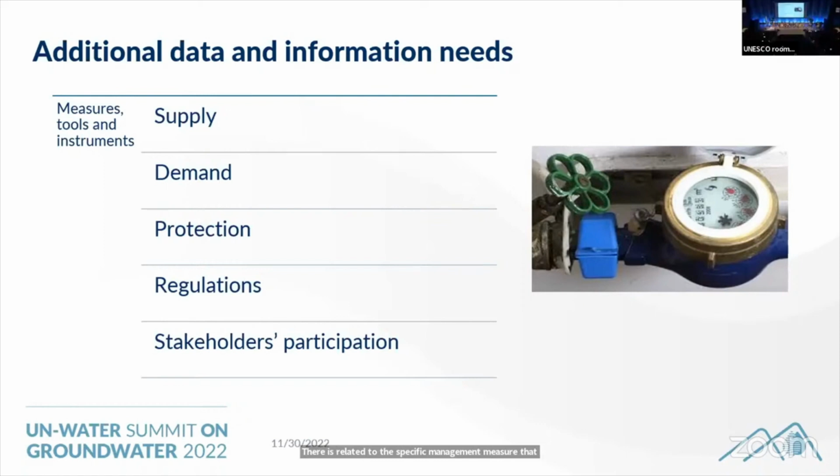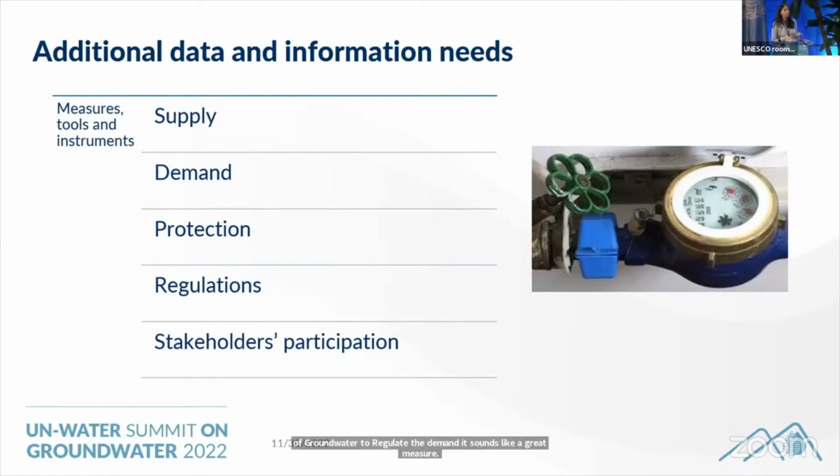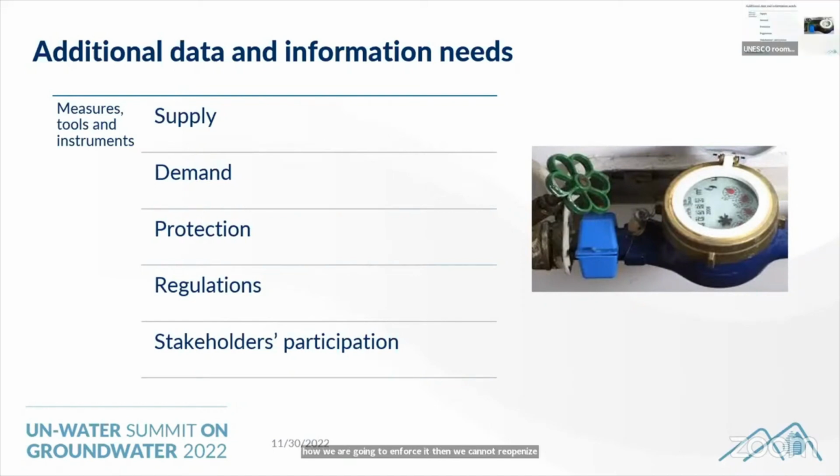So for example, if we want to apply groundwater metering, which is the measurement of the consumption of groundwater to regulate the demand, this sounds like a great measure. But if we don't know the context, for example, if this measure is going to be accepted by the public, or how we are going to deal with vandalism, or how we are going to enforce it, then we cannot really apply the measure. So we need to collect data on this particular type of measure.